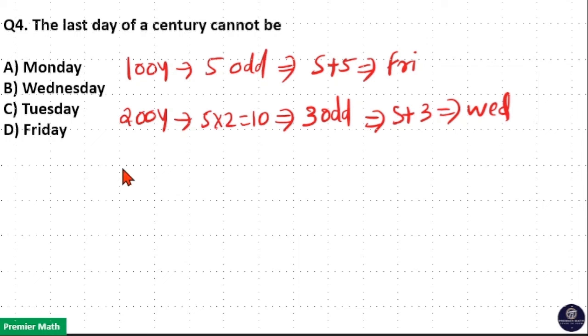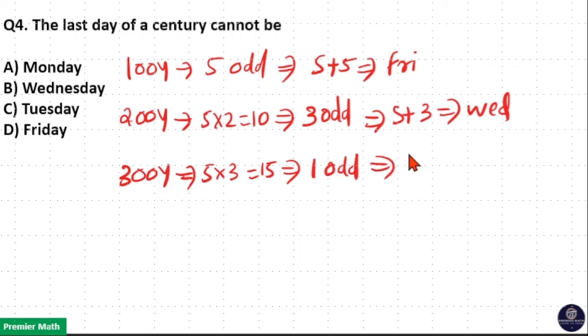Again 300 years contains 5 into 3, 15. 15 by 7 will give you 1 odd day. So 300 years contains 1 odd day, which means Sunday plus 1 is Monday. So the last day of the third century is Monday.